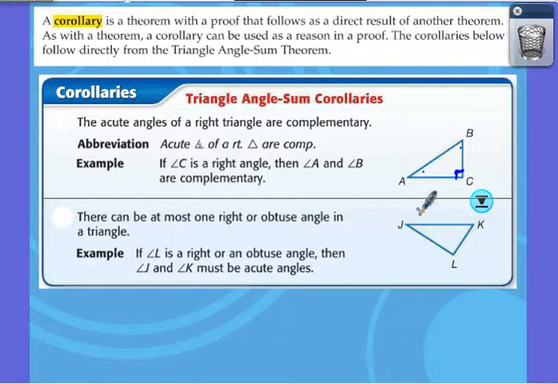And the second one you probably know from previous classes. It says that you can't have more than one right angle and you can't have more than one obtuse angle. Because if you have more than one right angle, that's already 180, so you can't have a third angle. And the same thing with two obtuse angles, that's already more than 180. And they all three have to add up to 180, so that's not possible.